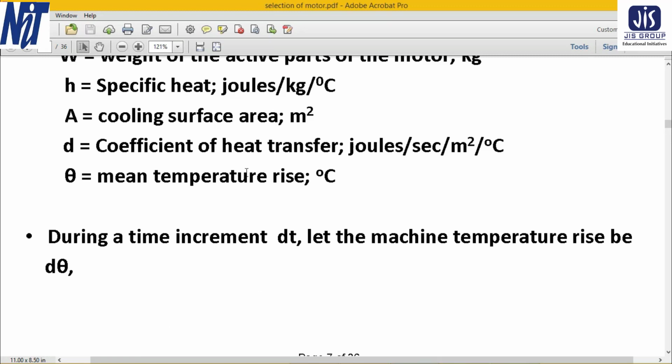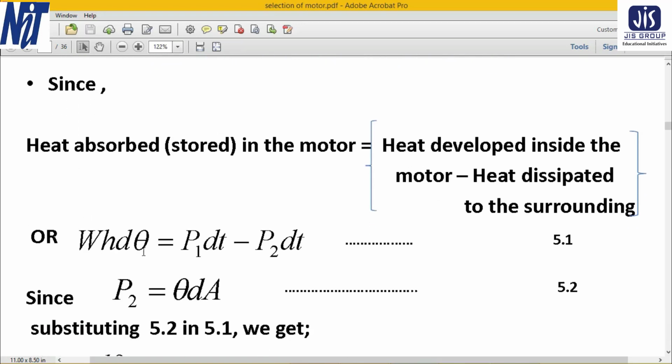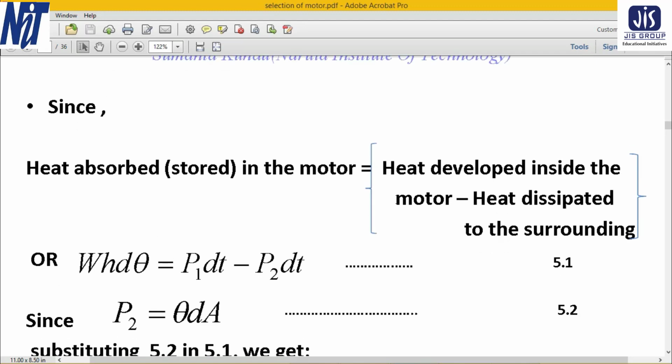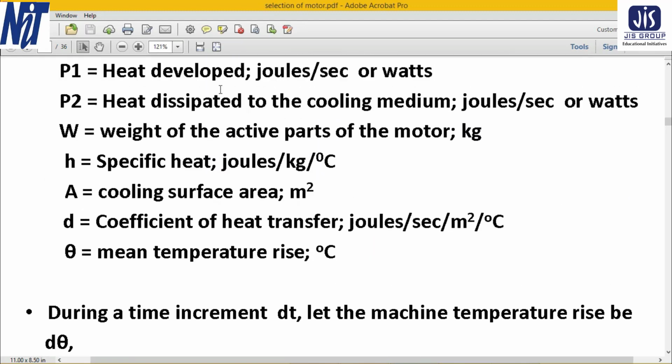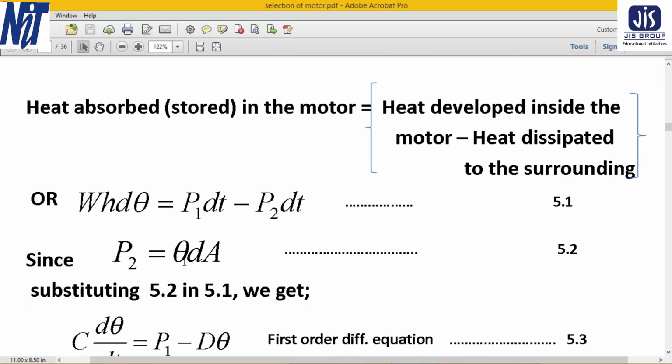Theta is the mean temperature, right? H is specific heat per kg, and if the weight is W, it will be WH into theta 2 minus theta 1, that is d theta. So WH d theta equals the heat developed inside the motor. P1 is my heat developed, so in time dt, as time goes from T1 to T2, it is P1 into T2 minus T1, that is P1 into dt. Similarly, P2 into dt, and P2 is theta dA, the heat dissipation.